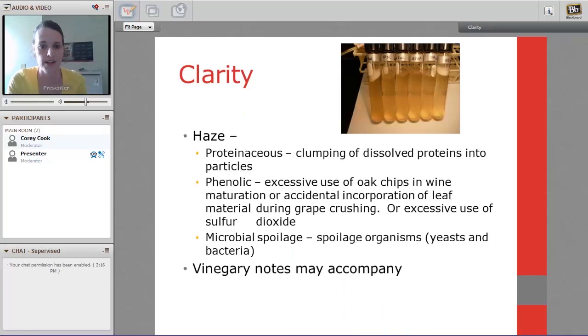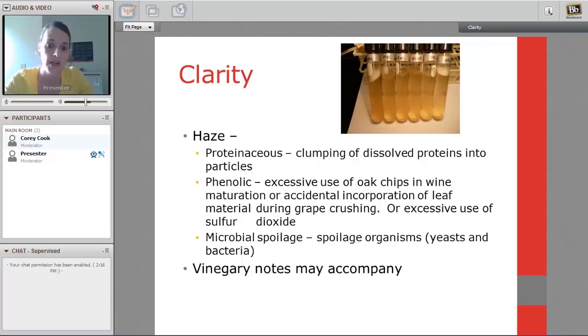Other aspects of clarity are haze. So we've got proteinaceous. So we can have clumping of dissolved proteins in the wine into particles. So this can be due to the phenolics. So if there's been an excessive use of oak chips in the wine in the winemaking process during aging, it can be accidental incorporation of leaf material during crushing or excessive use of sulfur dioxide. So there can be different reasons for having this haze.